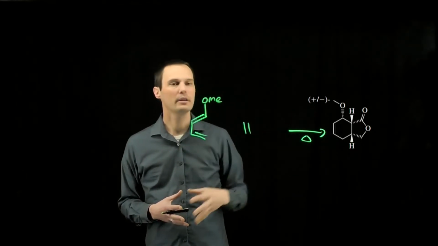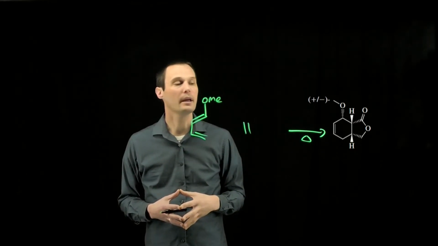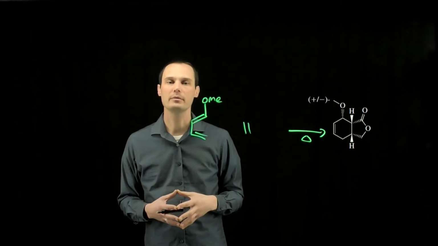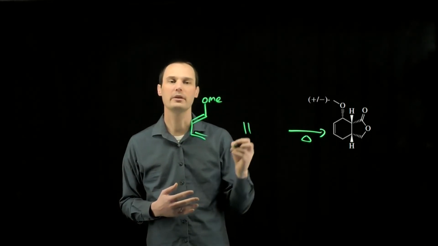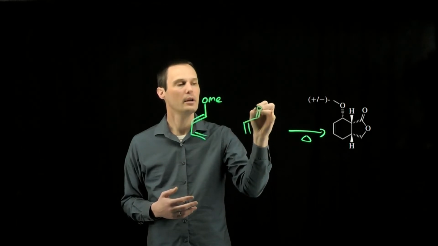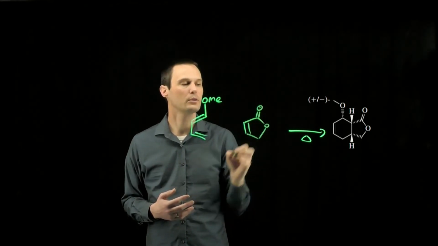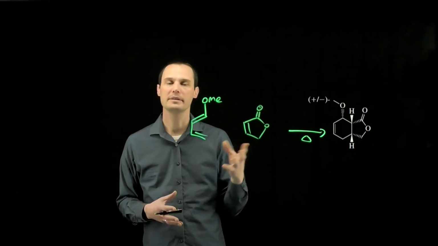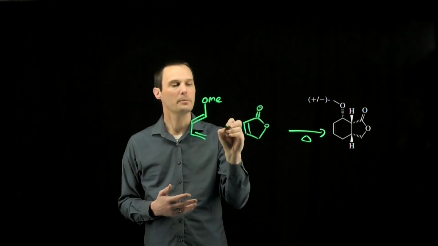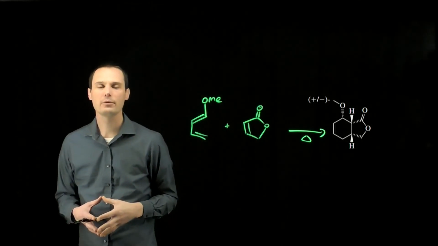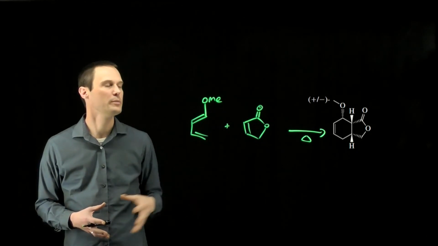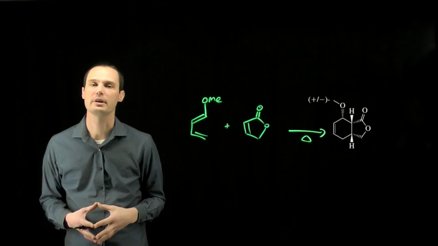Our dienophile is a cyclic dienophile, and it has cis stereochemistry in the product, which means it must have had cis stereochemistry in the starting material as well. And so our cyclic ester, or we sometimes call it a lactone, must have been our dienophile. So these are the reagents that are needed for this particular Diels-Alder reaction to form this particular product with this regio and stereochemistry.